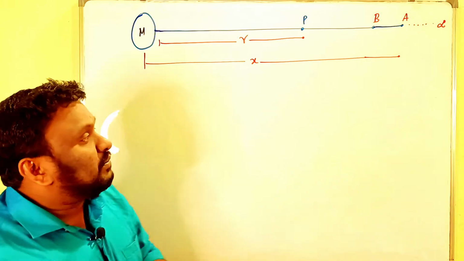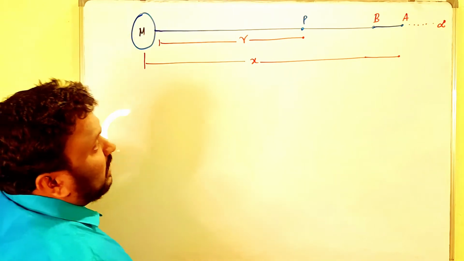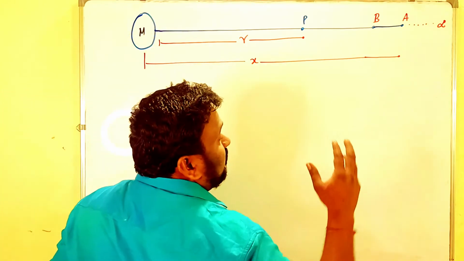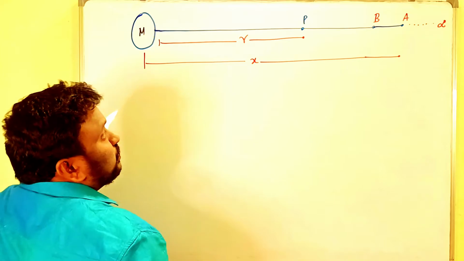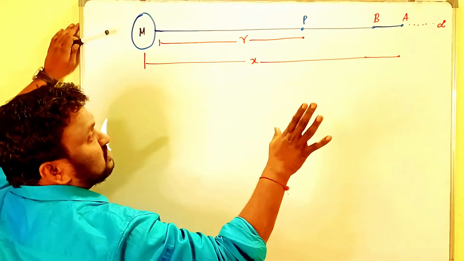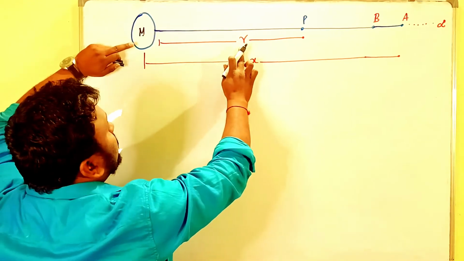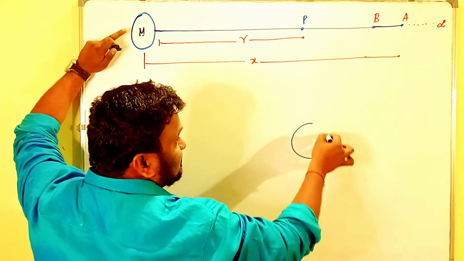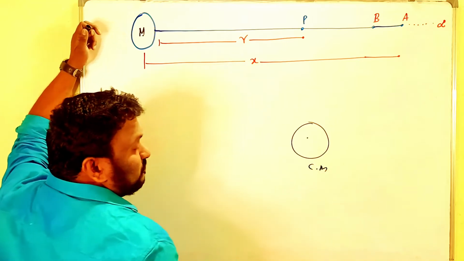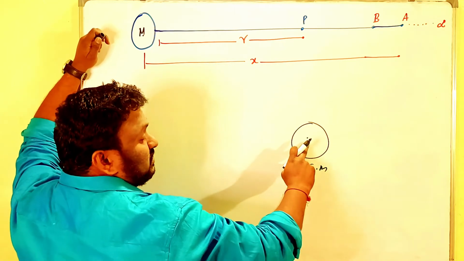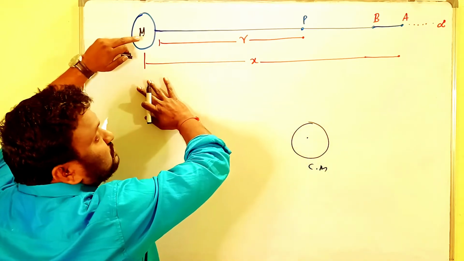You have to carefully observe the diagram. This is the earth of mass capital M, and now we want to bring another body of mass small m from infinity to the point P. So here there are two points in the gravitational field. One point is P, at a distance of small r from the center of the earth. Here the center of the earth is nothing but the center of mass. The entire mass is located at the center of the earth only. That's why all distances should be taken from the center of the earth.